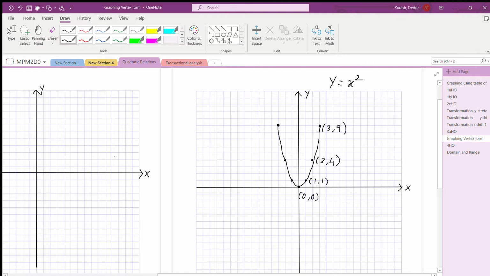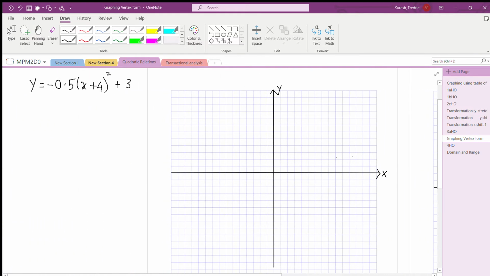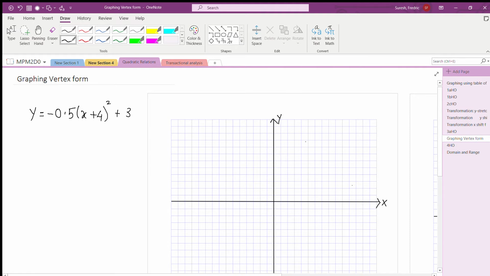And when you know these, you can plot any given quadratic in vertex form very, very quickly. So here's an example for you. We have this negative 0.5, that is your y stretch factor, and then you have the 4 and the 3, from which we know that the vertex of the parabola is (-4, 3).